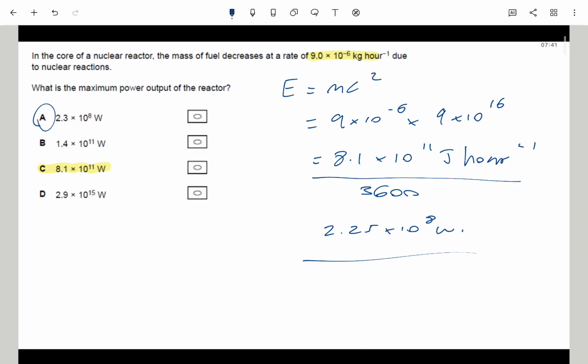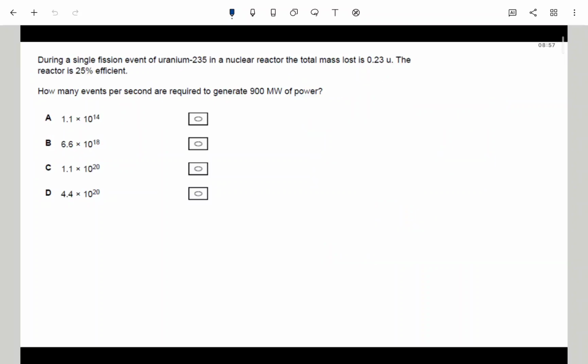Right, there's one more. I think this one's slightly different. Yep, definitely a bit different. And I'm going to have to explain this as well. Probably, unless you already know it, then you can just use it as practice. So it says, during a single fission event of uranium-235 in a nuclear reactor, the total mass lost is 0.23 u. Use atomic mass unit.